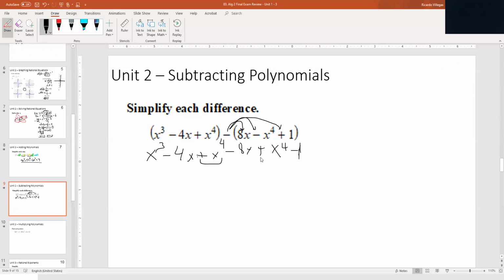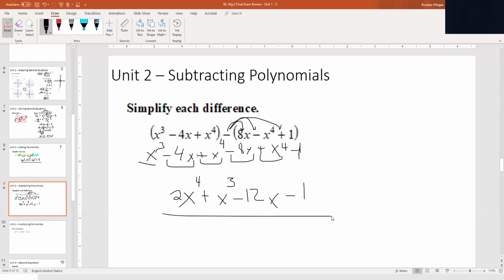So x to the fourth plus x to the fourth becomes 2x to the fourth power. Then we have a regular x to the third power. We don't have another third power. We have negative 4x minus 8x becomes negative 12x. And then finally we have this minus 1. And since nothing else can be combined, that would be our answer for this problem.